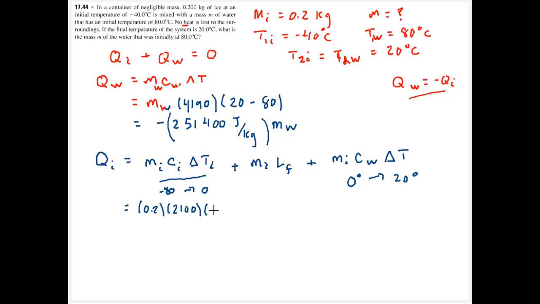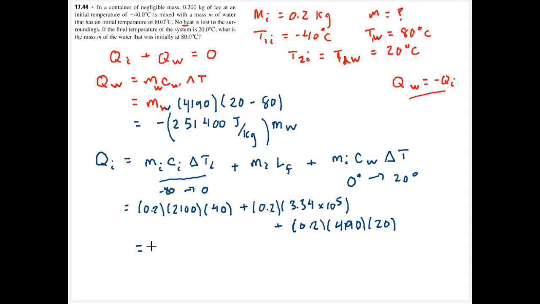The change in temperature going from negative 40 to 0 is going to be a positive 40 change in temperature. Again, the mass of the ice is 0.2 kilograms, and the latent heat of fusion is going to be 3.34 times 10 to the 5th joules per kilogram, very big number. And then lastly, I'm going to have the mass of the ice, 0.2, and now it's melted water, so I'm going to use the specific heat of water, 4190, put my 1 in there, and then the temperature change now is going to be 20 degrees Celsius, going from 0 degrees to 20 degrees.